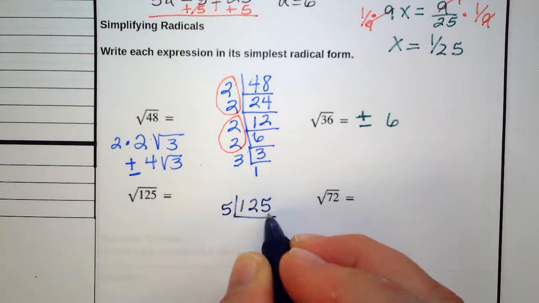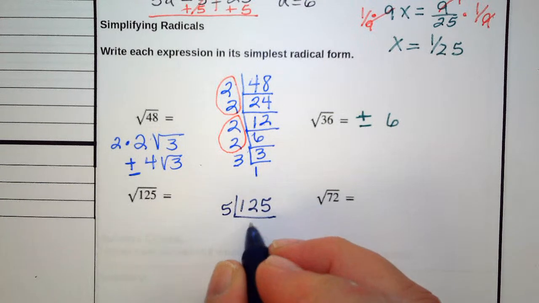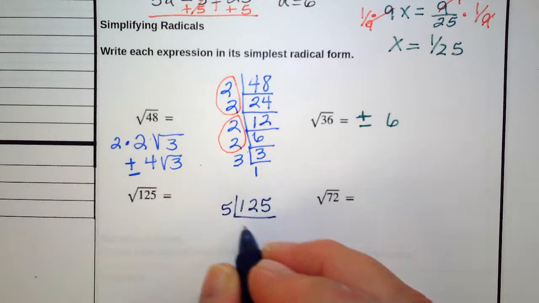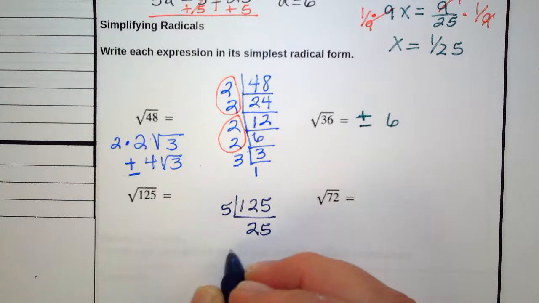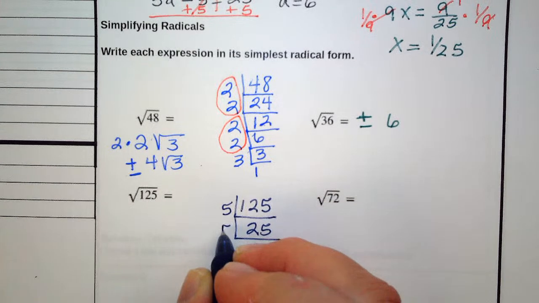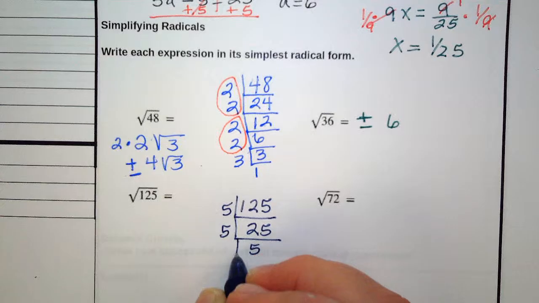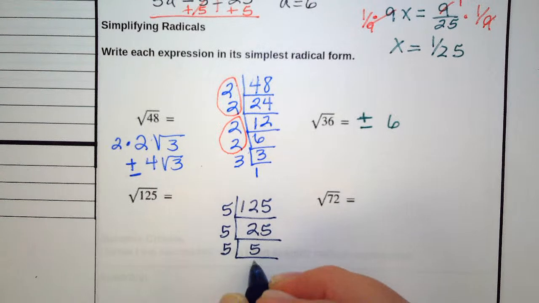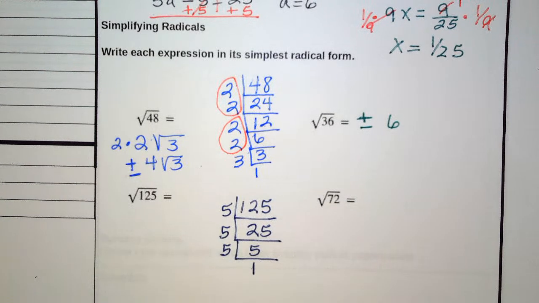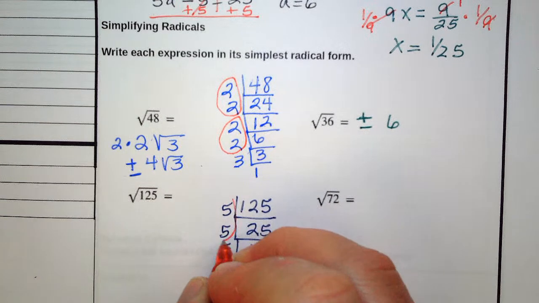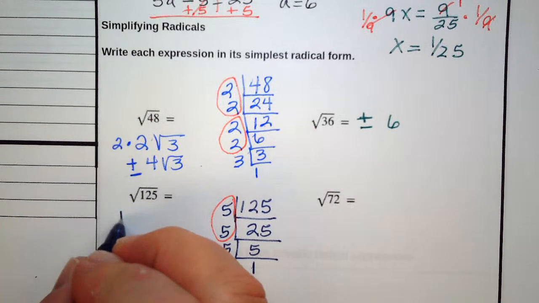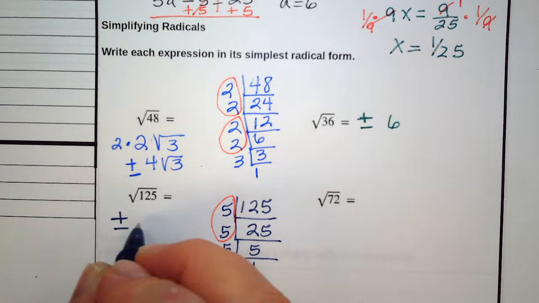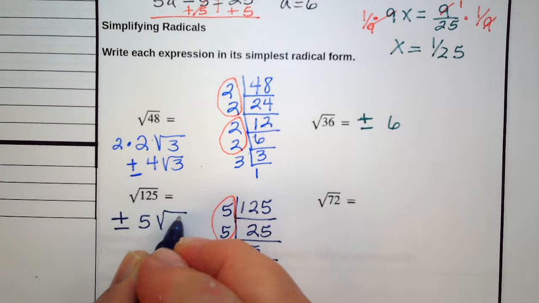Yes. It ends in a 5, so it is divisible by 5. And 125 divided by 5 gives me 25. Is 25 divisible by 5? Yes. 25 divided by 5 gives me 5. 5 is prime. Divide by 5 one more time. When you get 1 at the bottom, 1 and you are done. How many pairs of 5s do we have? Just 1. So this is equal to a positive or a negative 5 square root of 5.